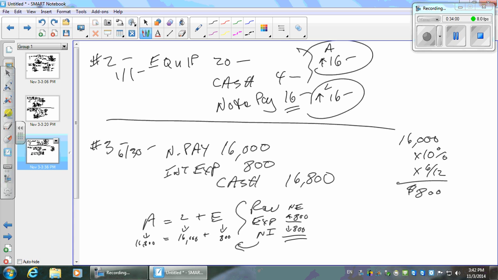Decrease assets 16,800, decrease liabilities 16,000, decrease equity 800, no effect on revenues, increase expenses by 800, reducing net income by 800. Can you do it? Write down your entry, and then what's the impact? You can't do the entry unless you know what the effect is. And I know you guys can do the entry. Everybody good? Happy with this?